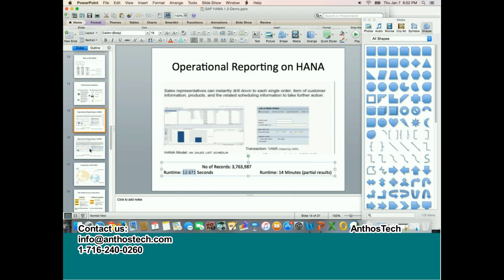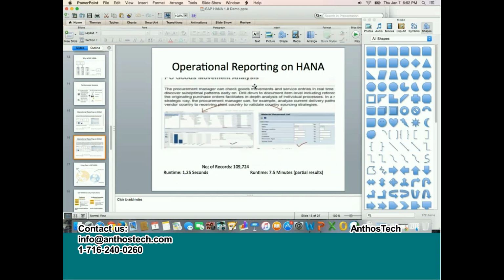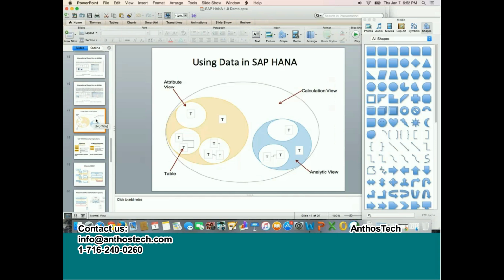It's faster. And then operational reporting, same thing. Another transaction returning a lot of records took 7.5 minutes for partial results, and came back within 1.25 seconds. That is the kind of performance improvement we are talking about by bringing in HANA. And HANA allows you to store the data only once and view it from different angles.